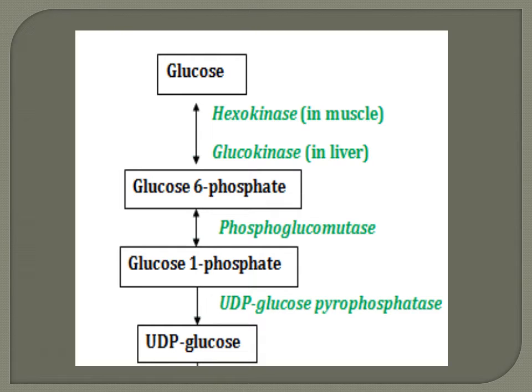So till now we have discussed these reaction steps of the glycogenesis. Starting from glucose, which is phosphorylated to form glucose 6-phosphate, and glucose 6-phosphate which is isomerized to form glucose 1-phosphate, and now this glucose 1-phosphate is activated to form UDP-glucose.